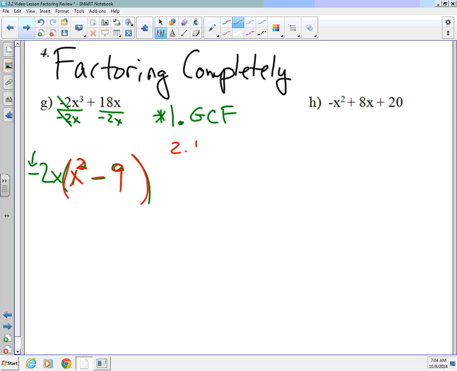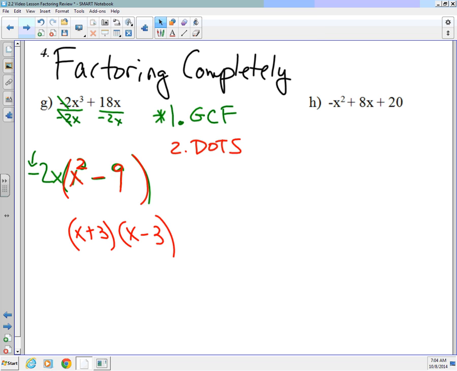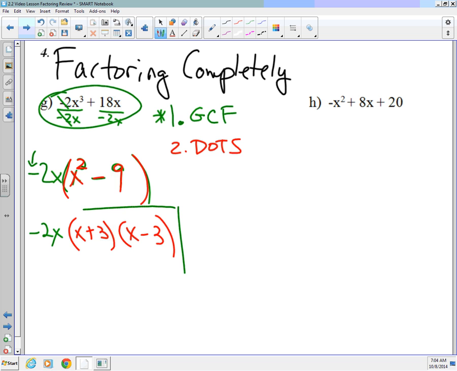In fact, that's our next factoring that you look for. You look inside the parentheses and you say, oh, that's a dots problem. And that problem now factors into x plus 3 times x minus 3. And on the outside, we still have that negative 2x. It needs to come down because I'm factoring the original problem. Negative 2x is a factor of the original problem. Done. Okay. I'm going to leave my checklist intact on the side here.